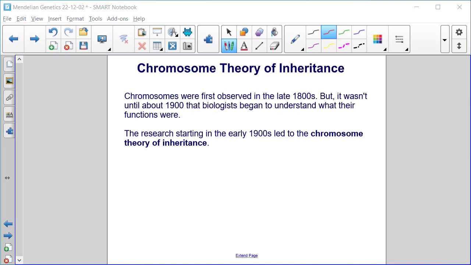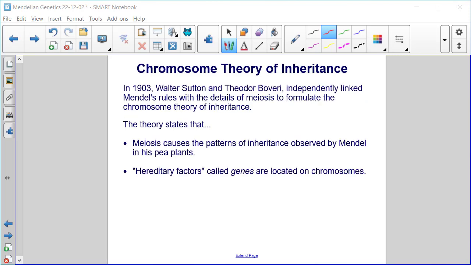Chromosome theory of inheritance. Chromosomes were first observed in the late 1800s, but it wasn't until about 1900 that biologists began to understand what their functions were. The research starting in the early 1900s led to the chromosome theory of inheritance. In 1903, Walter Sutton and Theodor Boveri independently linked Mendel's rules with the details of meiosis to formulate the chromosome theory of inheritance. The theory states that meiosis causes the patterns of inheritance observed by Mendel in his pea plants, and hereditary factors called genes are located on chromosomes.